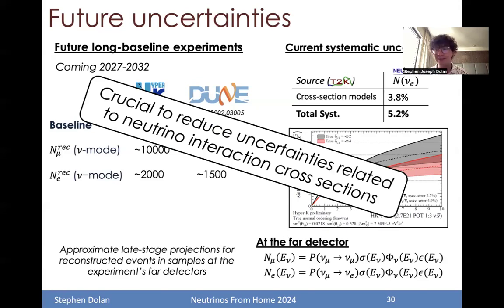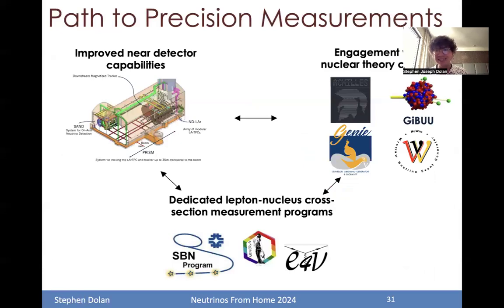Now, I don't have time to go through all of this in this talk, but suffice to say, there's a whole set of efforts going on to try to constrain these uncertainties sufficiently by combining the nuclear physics theory with experimental neutrino cross-section measurements.